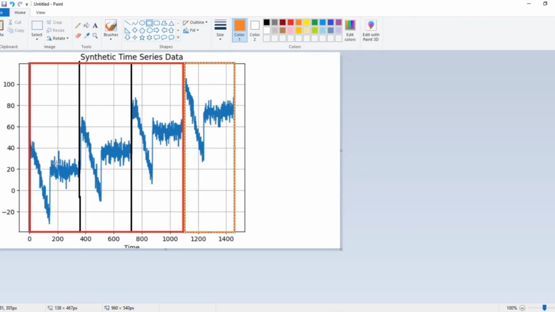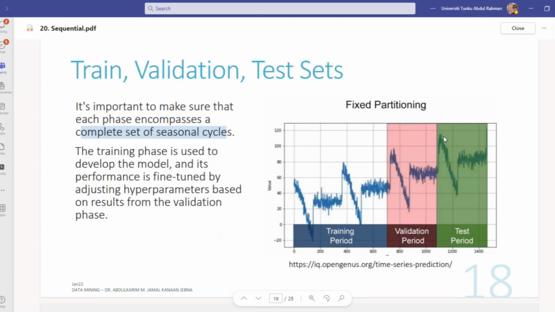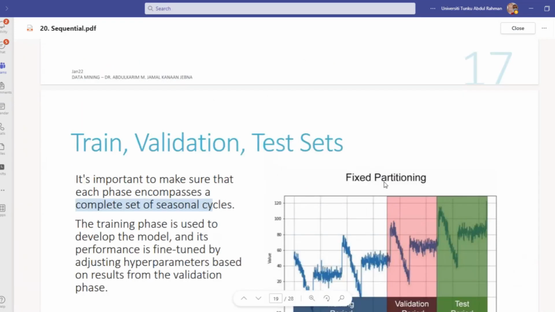Now, validation set usually is the recent one. So don't take validation from the early years, because when you validate your model, the validation set should more resemble the recent values, for the current year or the last year. So validation set usually is the last portion of your data, in other words, the recent data. The earlier data can be used for training. Is it clear? So this is why you need to ensure that you have a complete seasonal cycle for your data. Okay, and this is fixed partitioning, by the way.